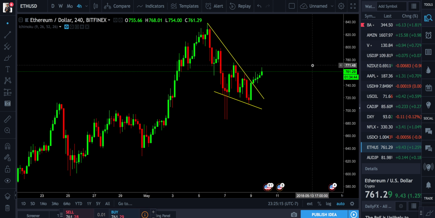Today I'm going to go ahead and show you guys how to trade wedges and how I like to use them, what's my favorite time frame to use them.